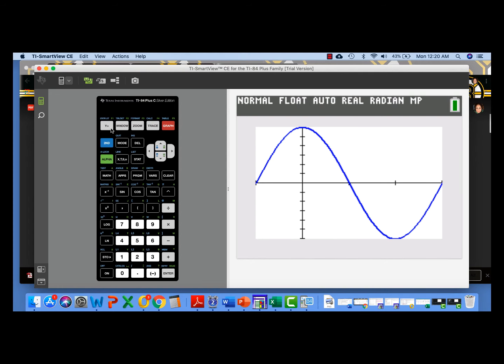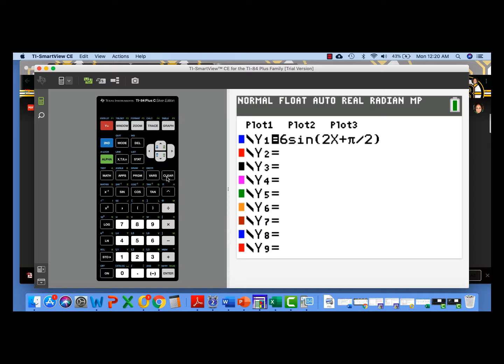Okay, first let's go to y equals and clear out what we had in there from the last example. And let's put in our new equation. Our new equation is 7 sine, and then we have 2 pi x, and then minus pi. That was our original equation.